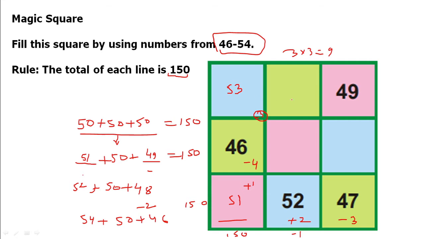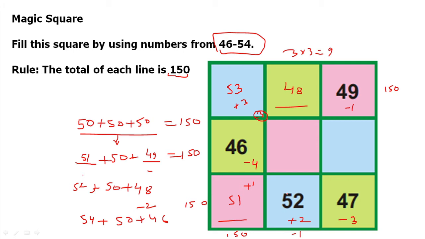Now you can see in this grid, these 2 boxes are filled. We have to have a number here. You can see here, this is plus 3, this is minus 1. So we have to have 2 less. Okay, so we have to put here 48. Now you can see 53 plus 48 plus 49, 150.